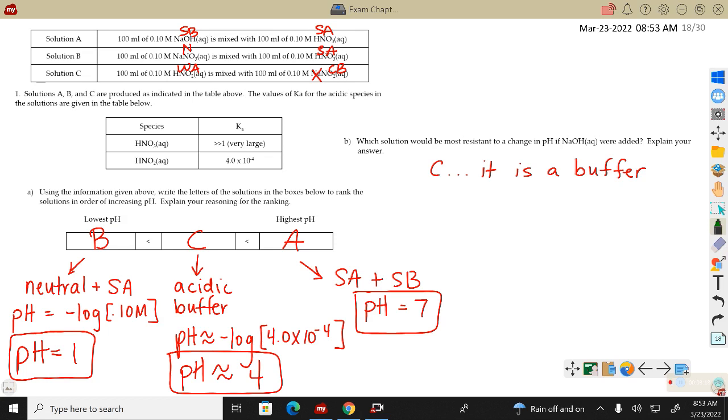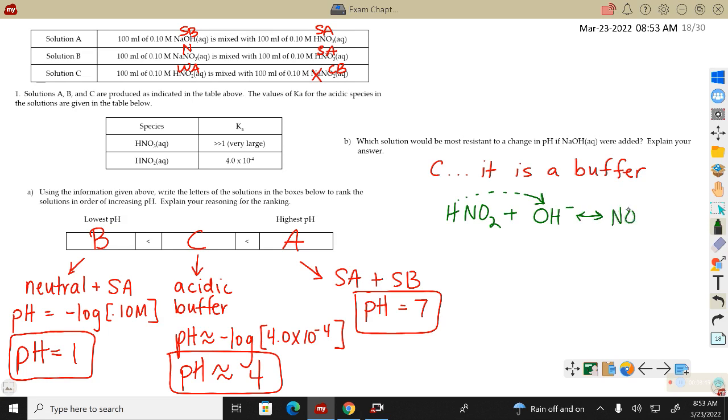In part B, the solution that's most resistant to a change in pH, if sodium hydroxide were added, that's got to be my buffer. Solution C. The buffer contains that weak acid. The weak acid, which is the HNO2, can react with the hydroxide. We'll have a hydrogen donor.